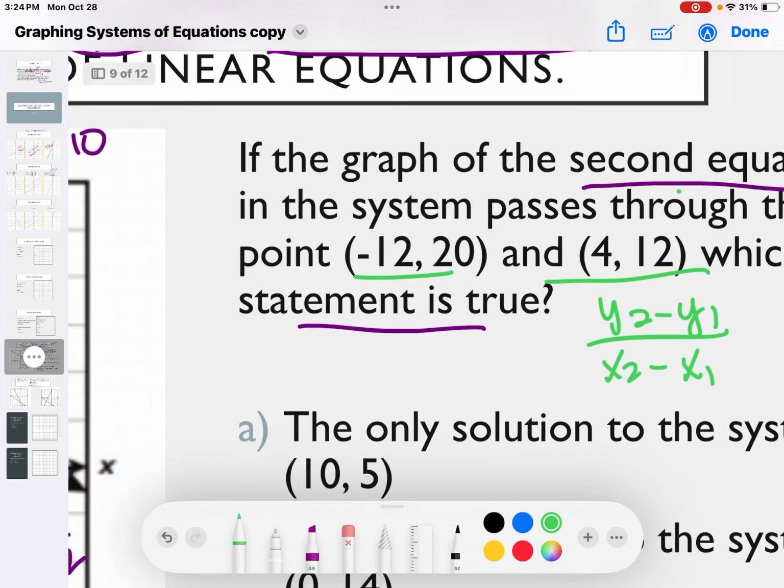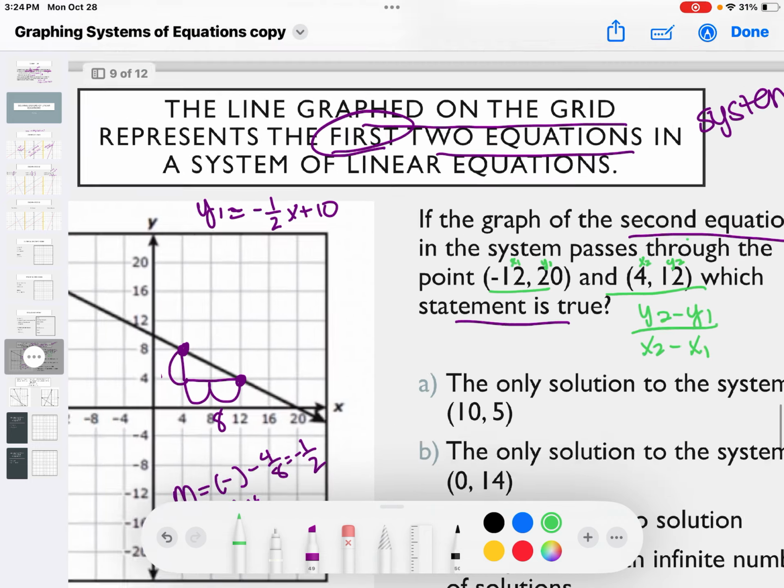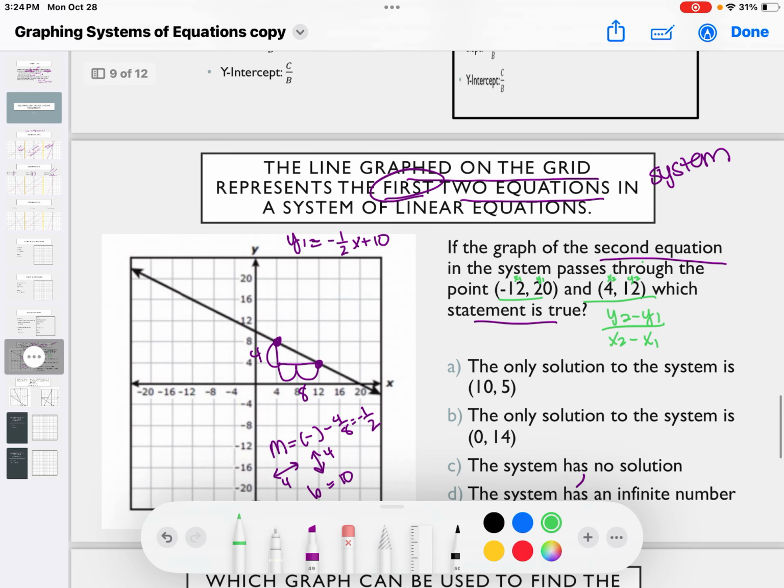Okay, so x1, y1, x2, y2. Go find your slope and y-intercept. Pause the video, do all those things. See if you can come up with your answer with proof.